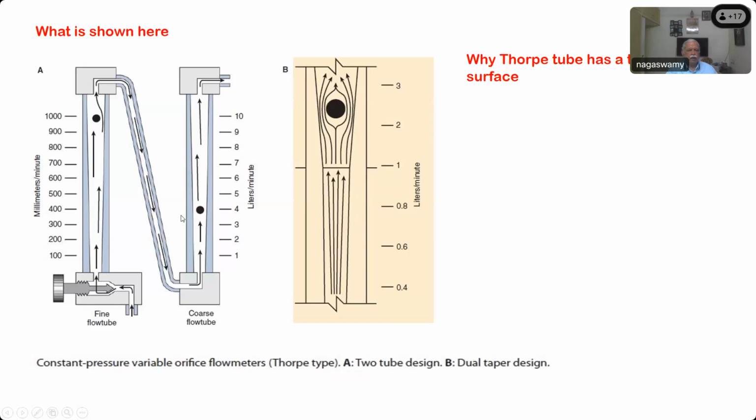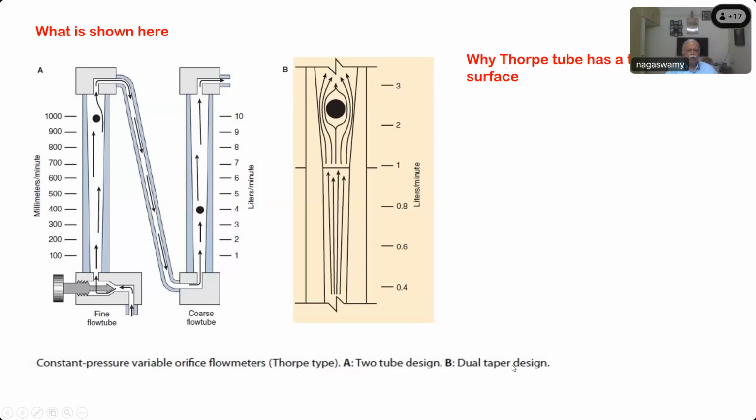If you are using high flows, you have to take the reading from here. But if you are going to use low flow less than 1 liter, you can take the readings from here. But the control knob is the same for both. You don't have separate control knobs. So this is called the two tube design. Whereas here you can get the low flow also, but high flow also in the same tube.